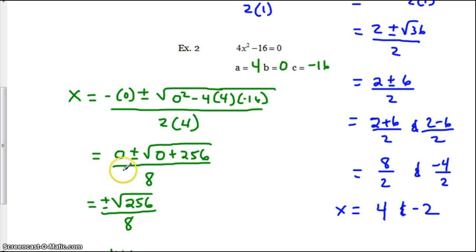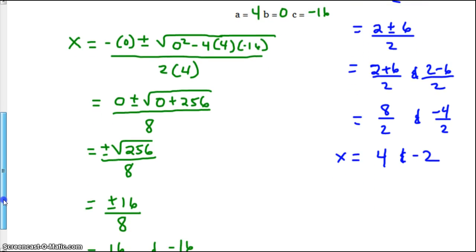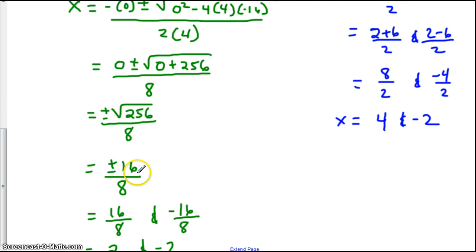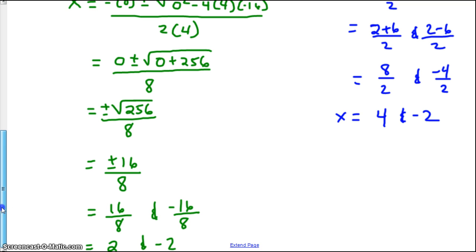So we would simplify that to be 0 plus or minus the square root of 256 over 8. And the square root of 256 is 16. So we have a plus or minus 16 over 8. So that means it would be a positive 16 over 8 and a minus 16 over 8. So our two answers for x would be x equals 2 and negative 2 when you simplify that.